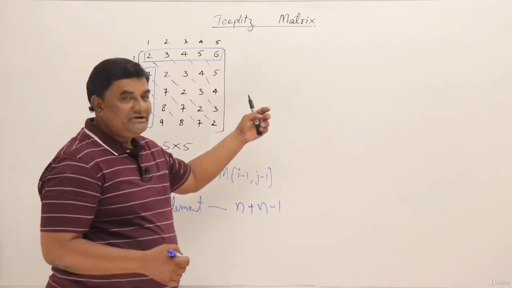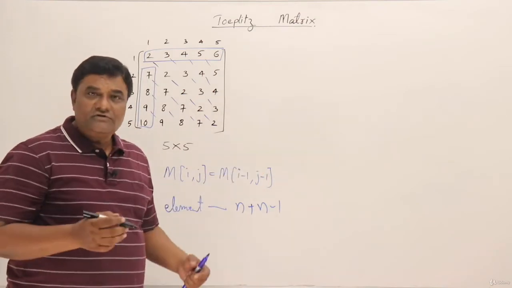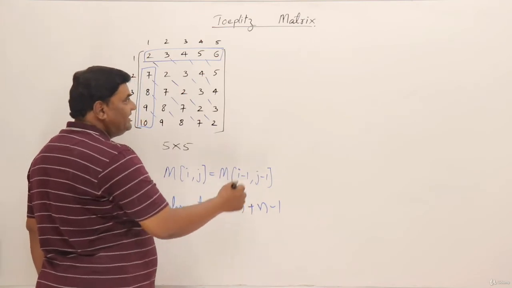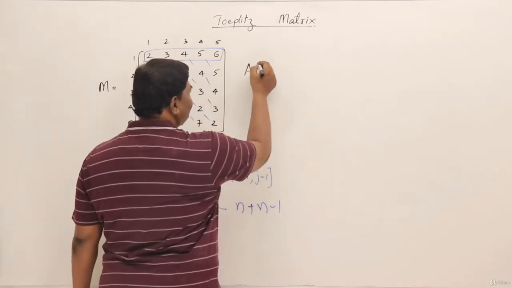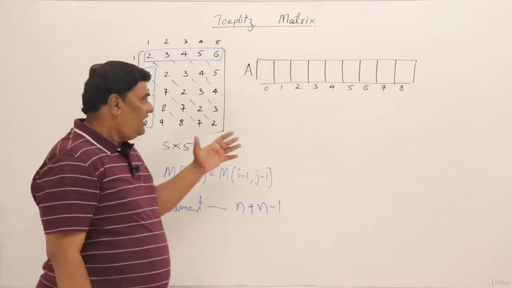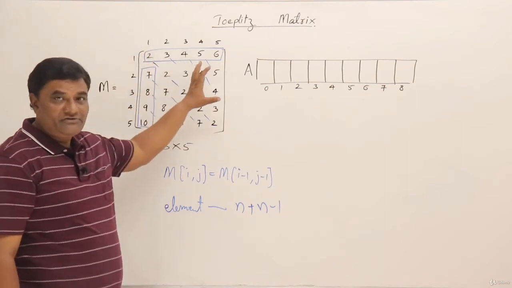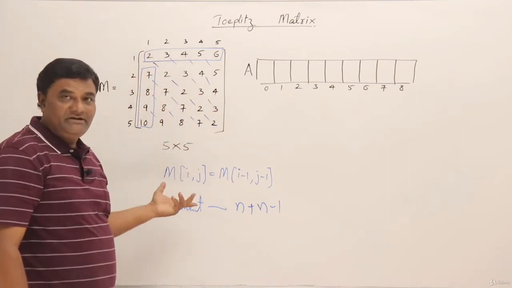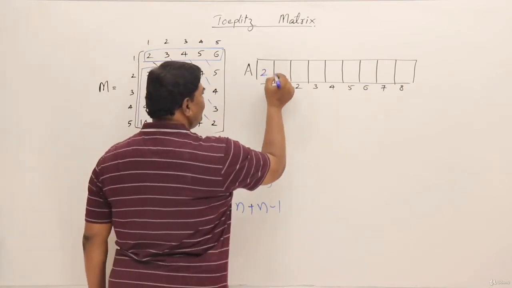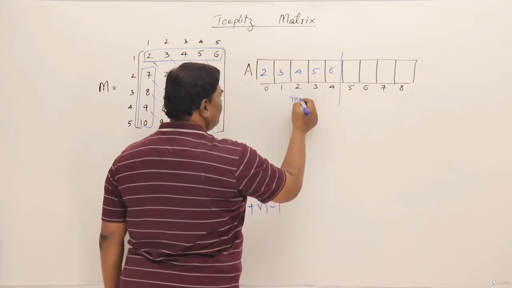So let us see how to represent this one. So I'll take an array and store all these elements. So what should be the size of an array? Size of an array should be 5 plus 5, 10, 10 minus 1, 9. So I will take an array of size 9. Now how to represent these elements? So I don't have to store all the elements. First I will be storing first row element. Then let us store column elements. That is sufficient. So first row elements 2, 3, 4, 5, 6, this is row.